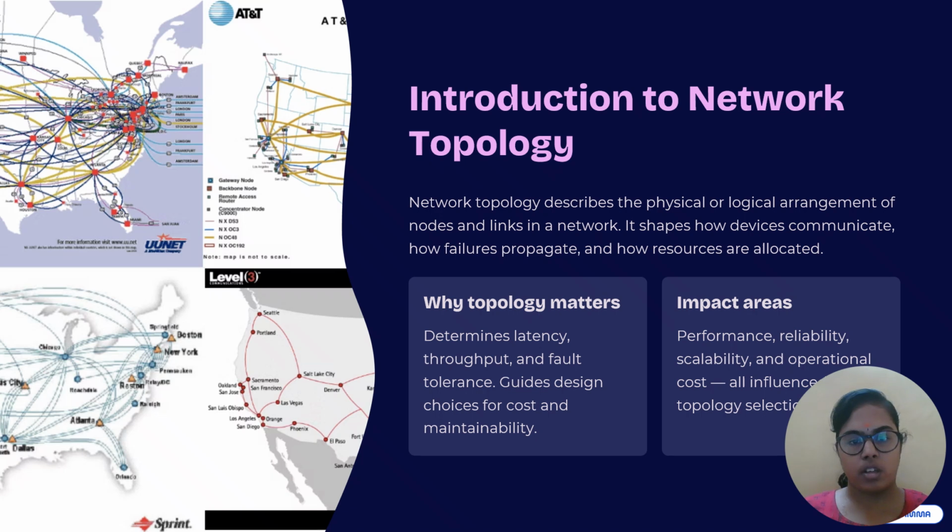Introduction to network topology. Network topology refers to the physical or logical arrangements of devices and connections in a network. It also explains how different devices communicate with each other and how data flows between them. The choice of topology affects network performance, reliability, scalability, and maintenance cost. A good topology helps in better communication and reduces network failures.